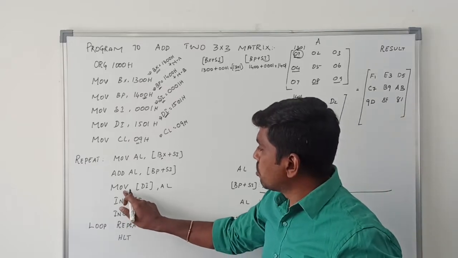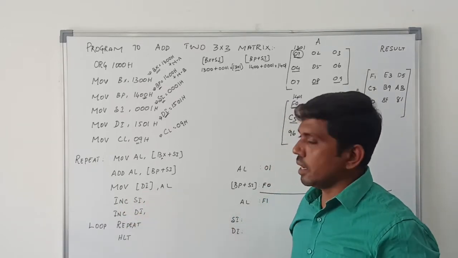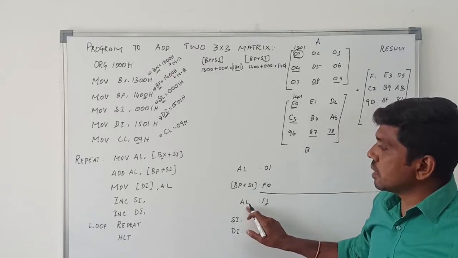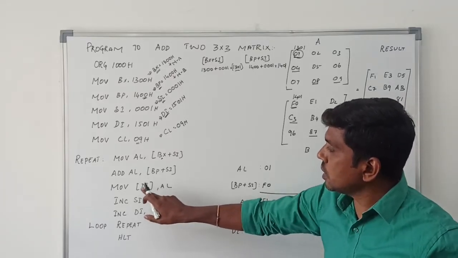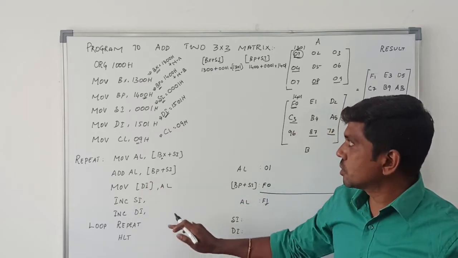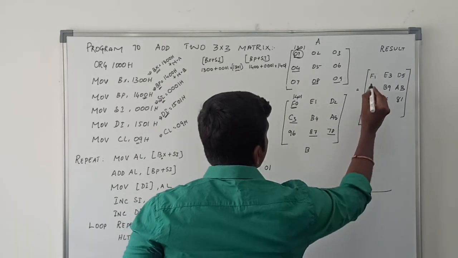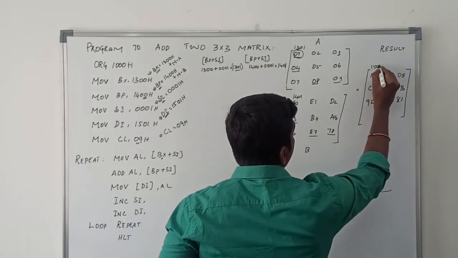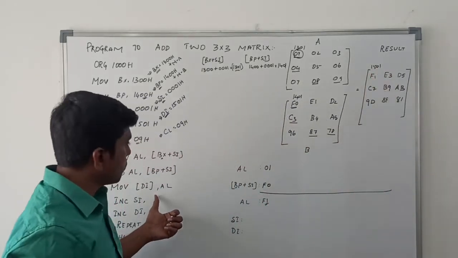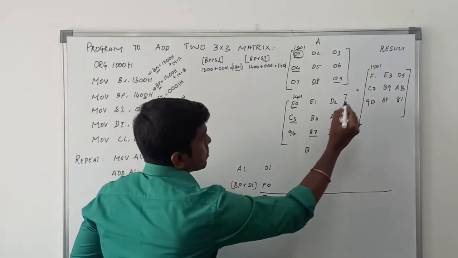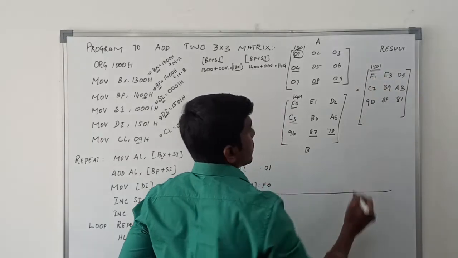The next instruction, MOV [DI], AL. So whatever value is present in the accumulator register, that content is stored in the memory location of DI. So DI value is 1501. So 1501 is the result memory location. So after execution of this instruction, the AL register content F1 is transferred to this memory location.